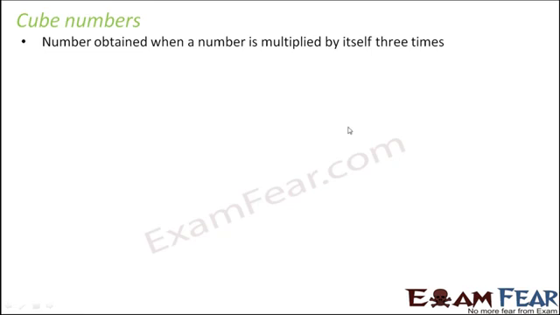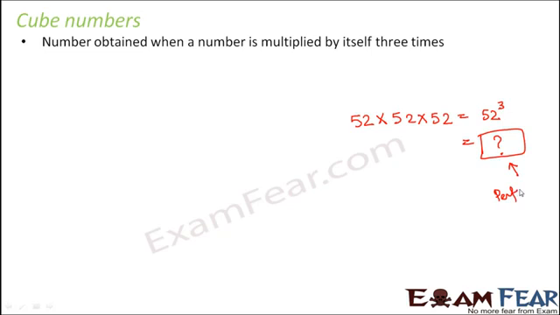For example, think of any number that comes to your mind. Let's say you think of the number 52. So if you multiply 52 3 times, what do you get? It is 52 cube, obviously, and whatever value you get after this, that value is a perfect cube or a cube number. So cube numbers are also called perfect cubes.